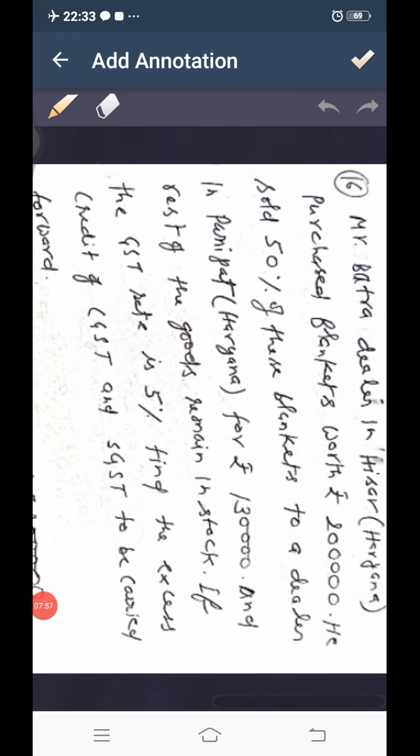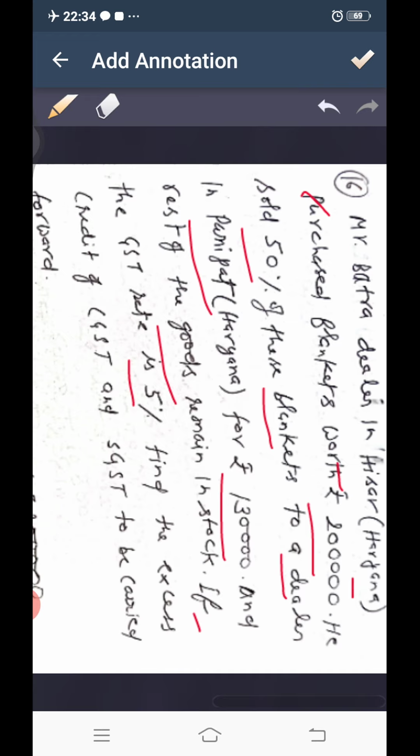Let us take question number 16. Mr. Batra, dealer in Hisar, Haryana, purchased blankets worth rupees 2 lakh. He sold 50% of these blankets to a dealer in Panipat, Haryana for rupees 1,30,000, and rest of the goods remain in stock. If the GST rate is 5%, find the excess credit of CGST and SGST to be carried forward.